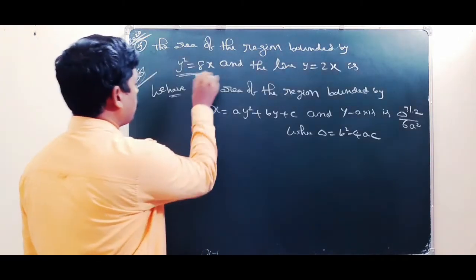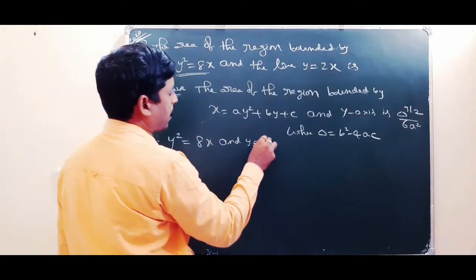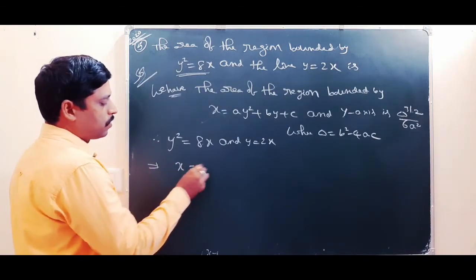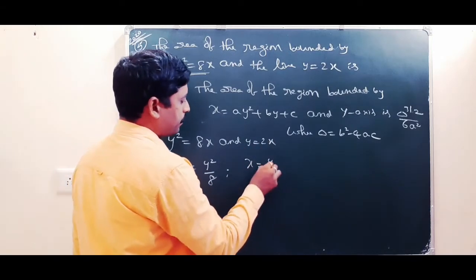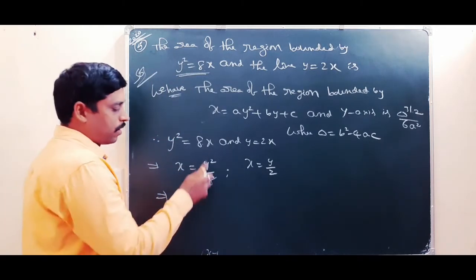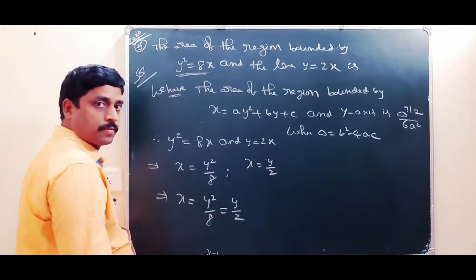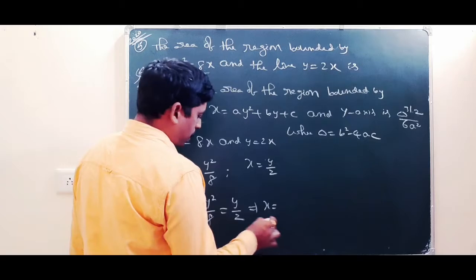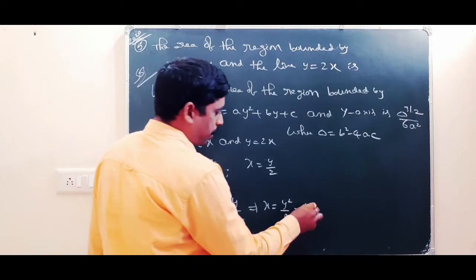So what is given? Y square is equal to 8x and y is equal to 2x. Write from this curve the x value: x is equal to y square by 8. From this line the x value is y by 2. Now, therefore x is equal to y square by 8 is equal to y by 2. Both are x values. So x is equal to y square by 8 plus y by 2, bring it to the left side, minus y by 2.